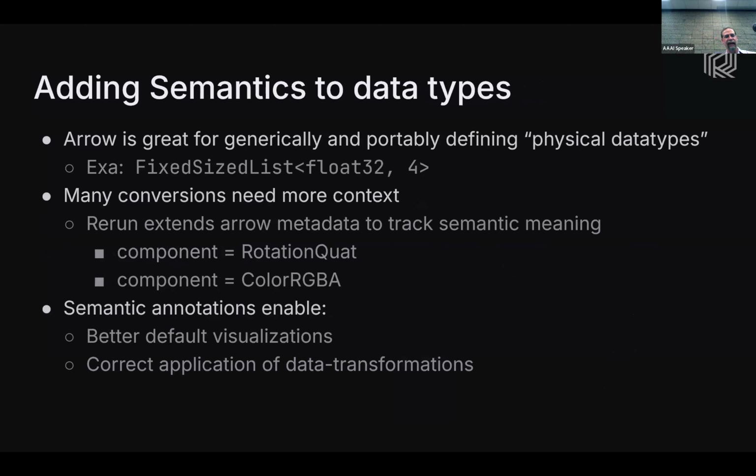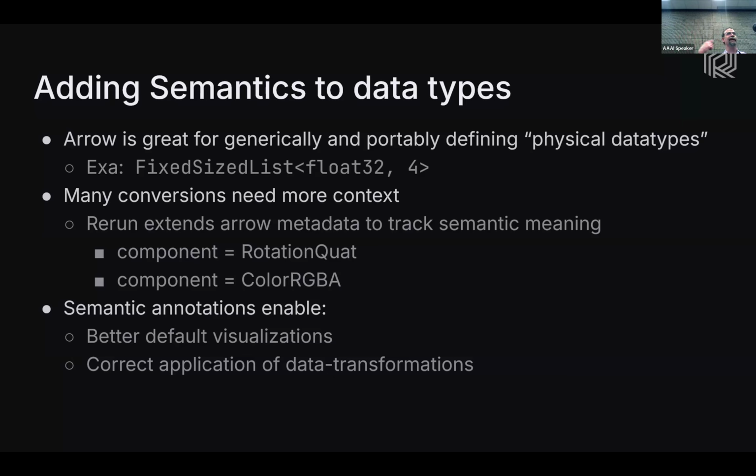And then lastly, as I'm selling Arrow here a bit: oh, put all your data in Arrow, it'll be great. You can do everything, and do all that stuff in Rust. There's still a little bit of a challenge here, which is that Arrow is great for generically and portably defining what I'm calling physical data types. So something like a fixed size list of fixed size list array. So this is an array made up of an internal fixed size list of 4 elements that are float 32, right? And you can say, okay, that's great.